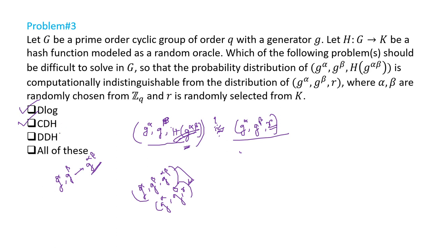So as I said, DDH is an easier problem. Even if DDH is solvable, you can distinguish between g to the power alpha beta and some random element of G. But here you have to distinguish between h of g to the power alpha beta and a random element from K, that is the output space of h. So DDH becoming easy does not help necessarily. So the first two options are actually correct.